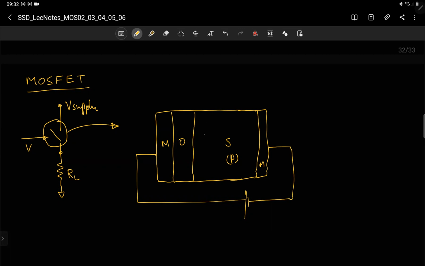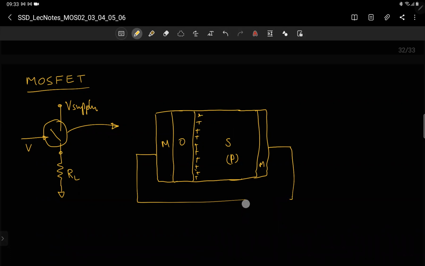having three regimes of operation: accumulation, depletion, and inversion. Accumulation means plus charge will come. This is P type, right? So holes will come like this, and throughout the semiconductor there will be holes, and the thickness of the semiconductor substrate is very large. It is hundreds of microns.